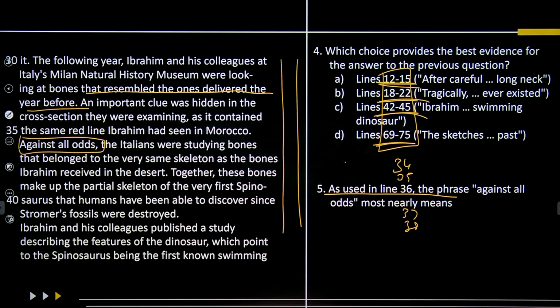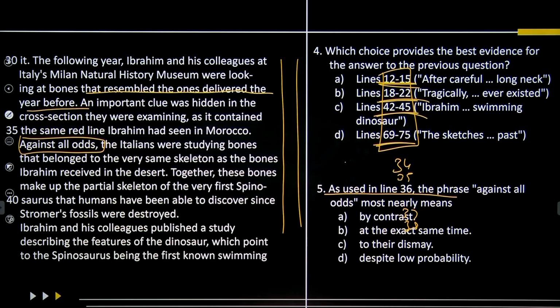So that's the answer. Let's go to line number 36 and find this answer, against all odds. So now here we are going to talk about against all odds in line number 36. In the beginning we have already marked it, and now let's go to the first two lines and read it. An important clue was hidden in the cross section they were examining, as it contained the same red line Ibrahim had seen in Morocco. Against all odds, the Italians were studying bones that belonged to the very same skeleton as the bones Ibrahim received in the desert.